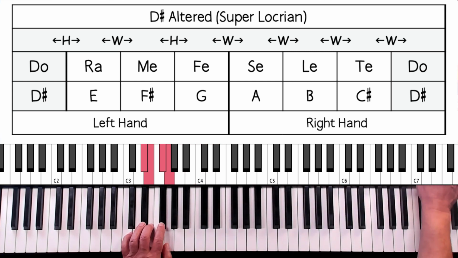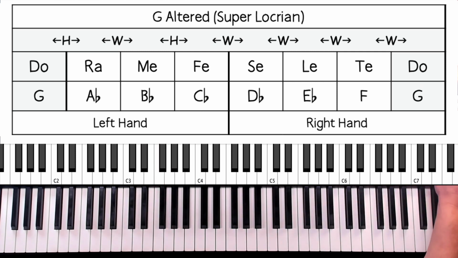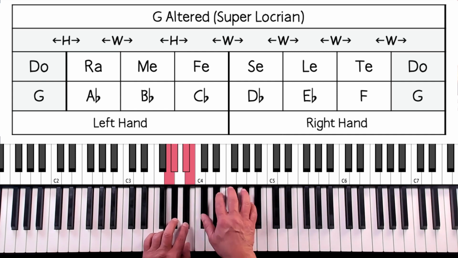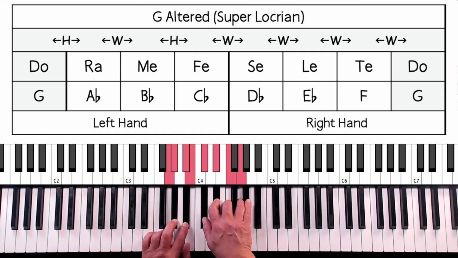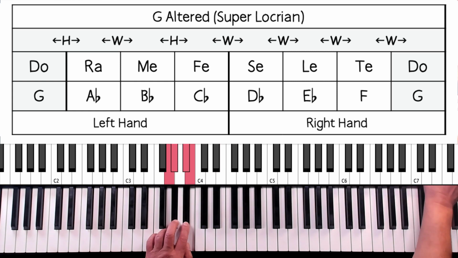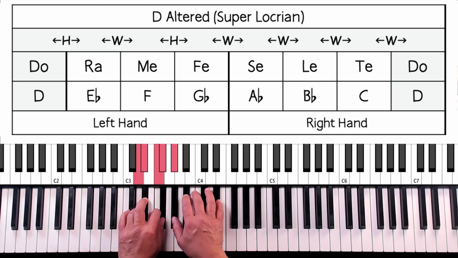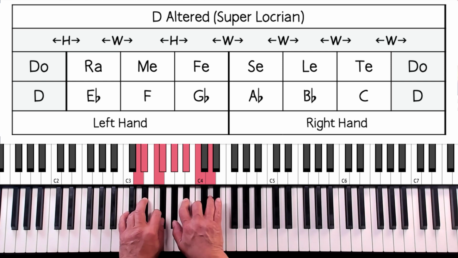Okay, so now I want to move on. I want to do scales that are more useful, like the G altered. G altered, here we go. Do, ra, mi, fe, se, le, te, do, and together. Now let's do a couple more. Let's do D altered. Do, ra, mi, fe, se, le, te, do together.